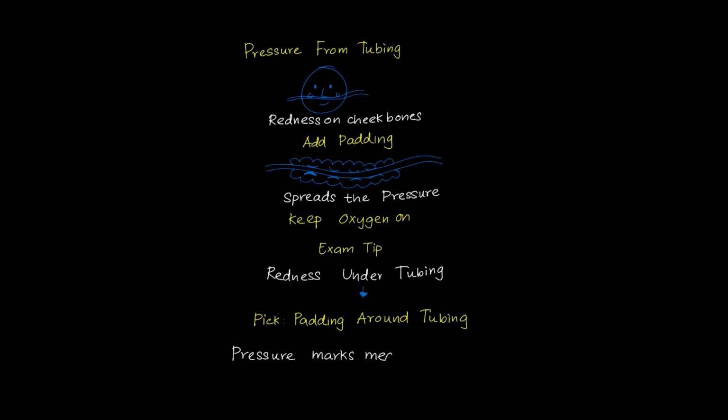Here's a WGU D439 OA exam tip for you. When the stem shows redness from cannula tubing, pick padding. Quick recall hook: pressure marks mean padding, not removal.